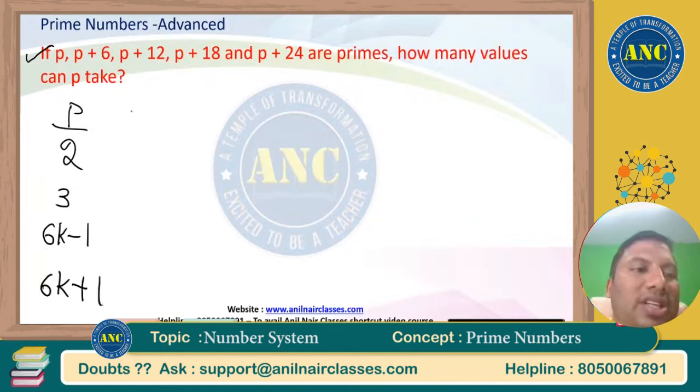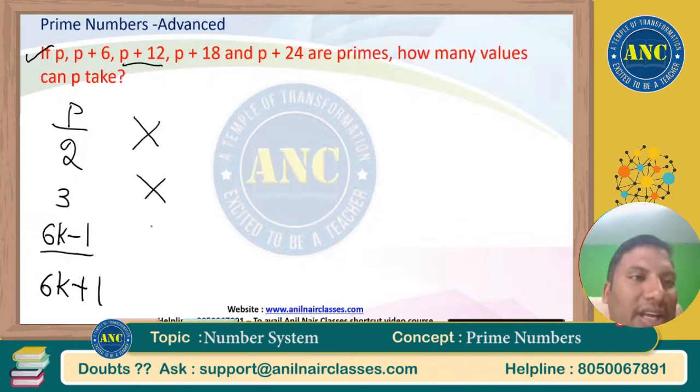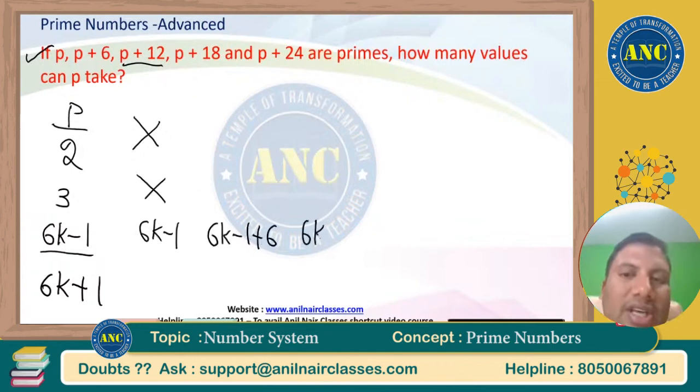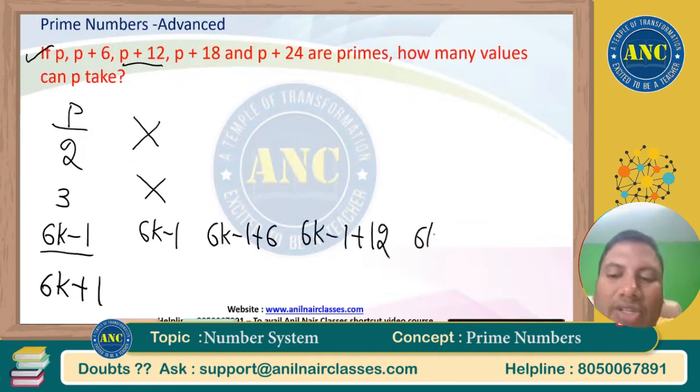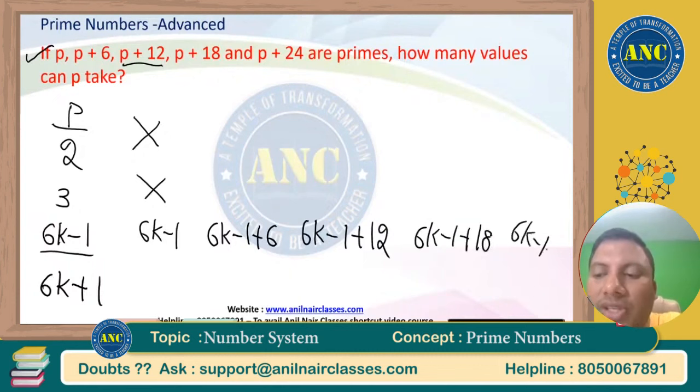Directly, 2 plus 6 is 8, so this is not giving. 3 plus 12 is 15, it is not giving. So if it is 6k minus 1 and 6k plus 1: 6k minus 1, 6k minus 1 plus 6, 6k minus 1 plus 12, 6k minus 1 plus 18, 6k minus 1 plus 24. I hope it is clear.